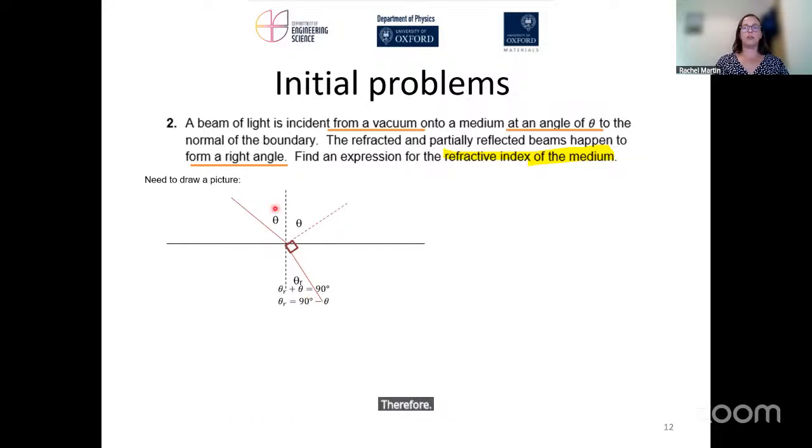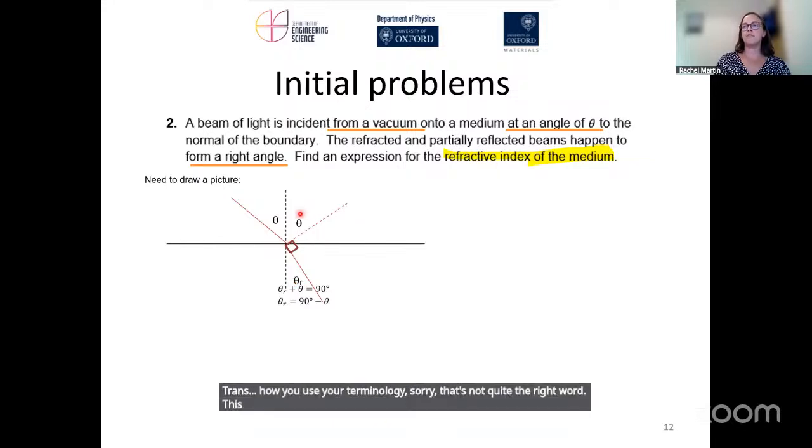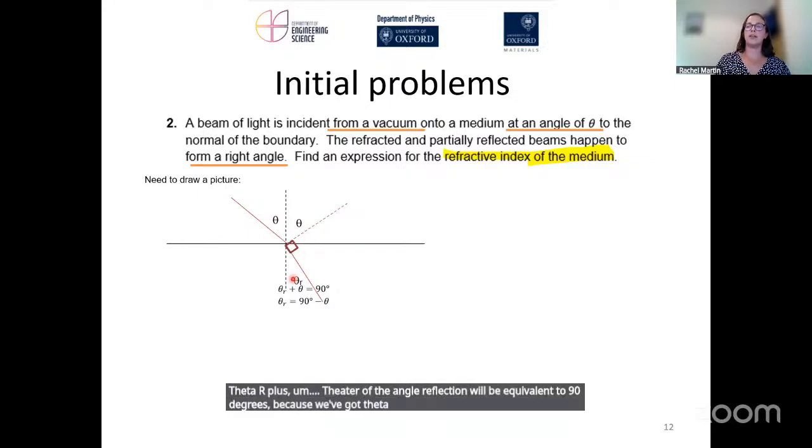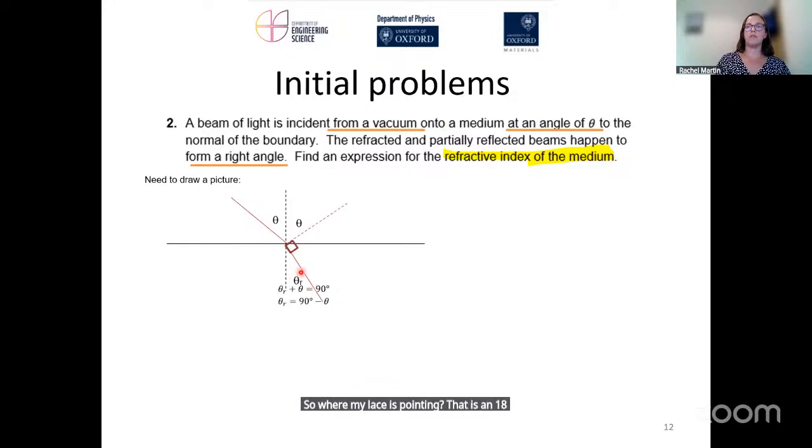Therefore, using angles along a straight line, so the 180-degree rule, depends how you use your terminology, sorry, if that's not quite the right word. This refracted angle here, theta r, and remember, we're using subscripts to really label our work. Theta r plus theta, the angle of reflection, will be equivalent to 90 degrees because we've got theta plus theta r plus 90 being equal to 180. So where my laser is pointing, that is a 180-degree rotation. And so I can derive that the angle of refraction equals 90 degrees minus theta.